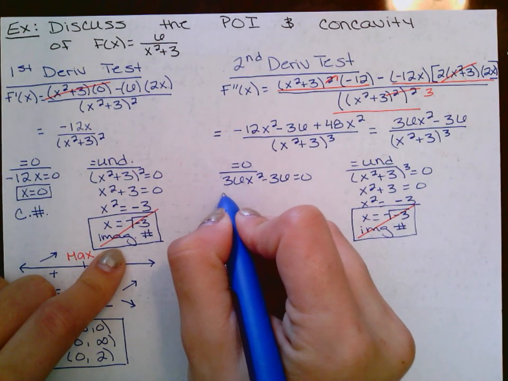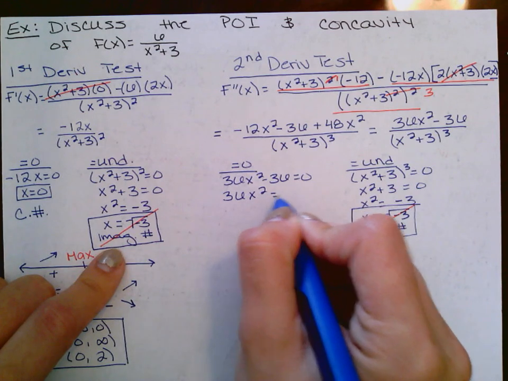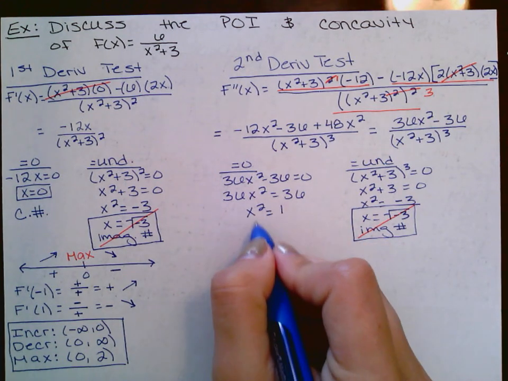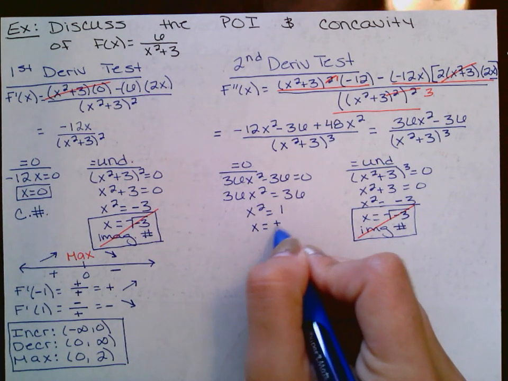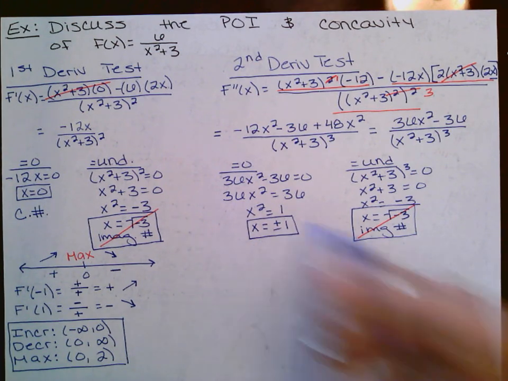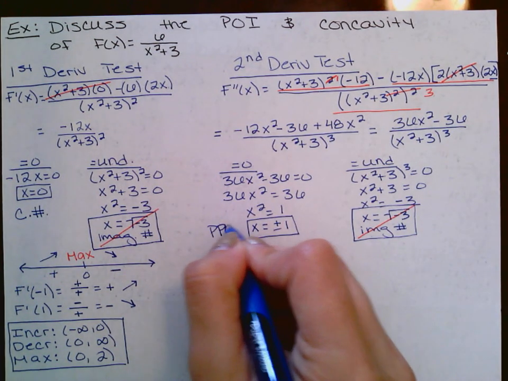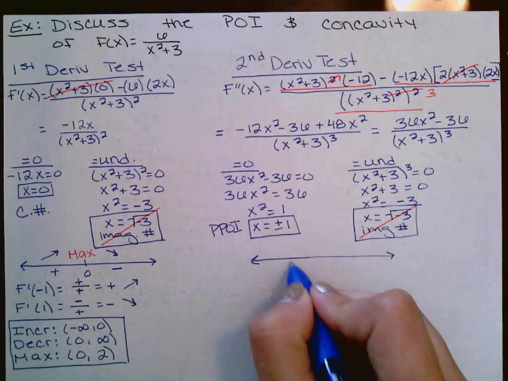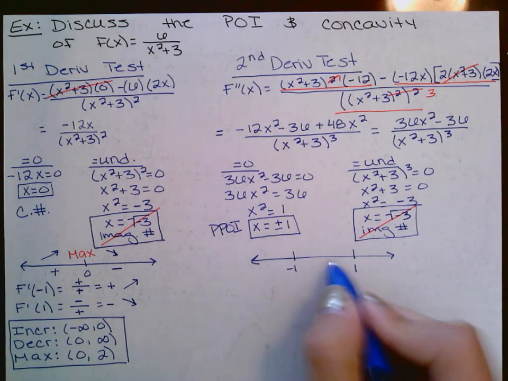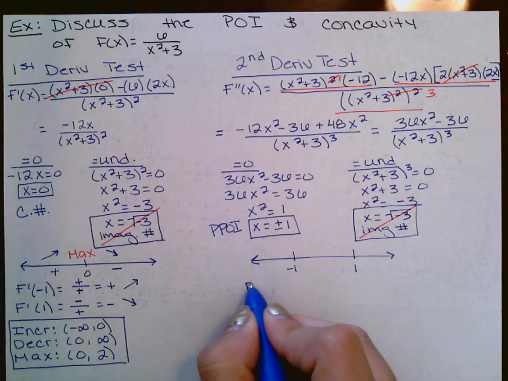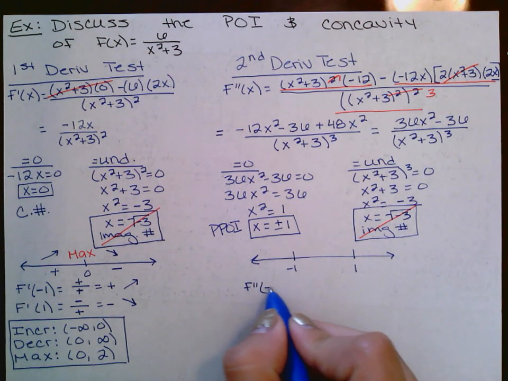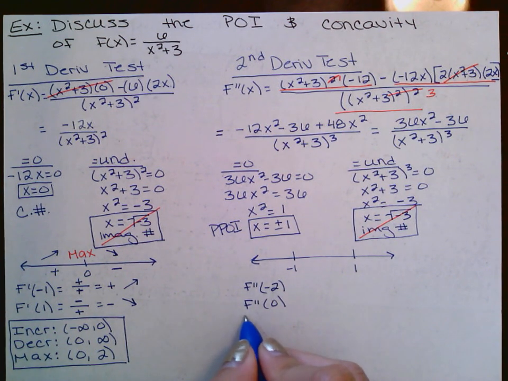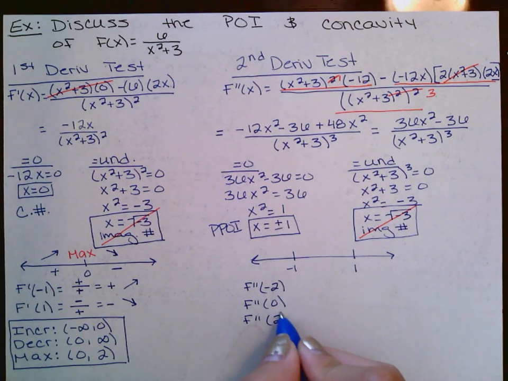And then here, 36x squared equals 36. X squared equals 1. And then when I square root 1, I get plus or minus 1. These are my possible points of inflection. Okay? Put them on a number line. I have 3 sections to check now that I'm plugging into my second derivative. I'll do negative 2. I'll do 0. And then I'll do positive 2.